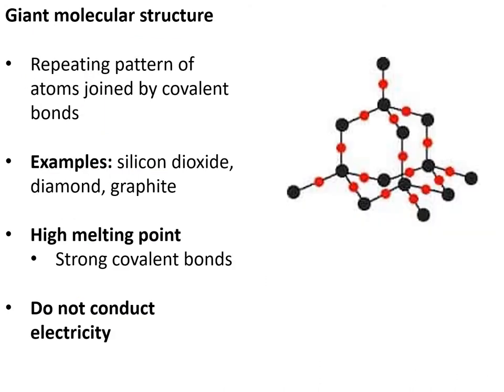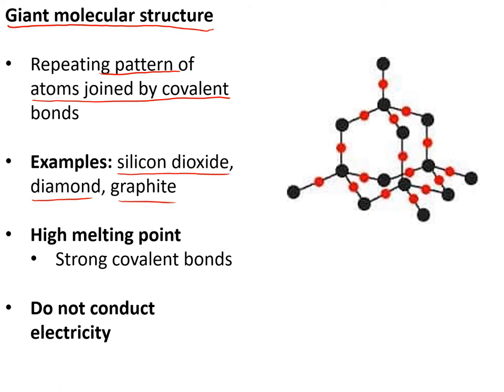The alternative for covalent compounds is a giant molecular structure. Now, a giant molecular structure is a repeating 3-dimensional pattern of atoms joined by covalent bonds. So this is quite like the ionic lattice formed by ionic compounds. So it's just a repeating pattern. And some examples of things that form this kind of structure: silicon dioxide, diamond, and graphite.